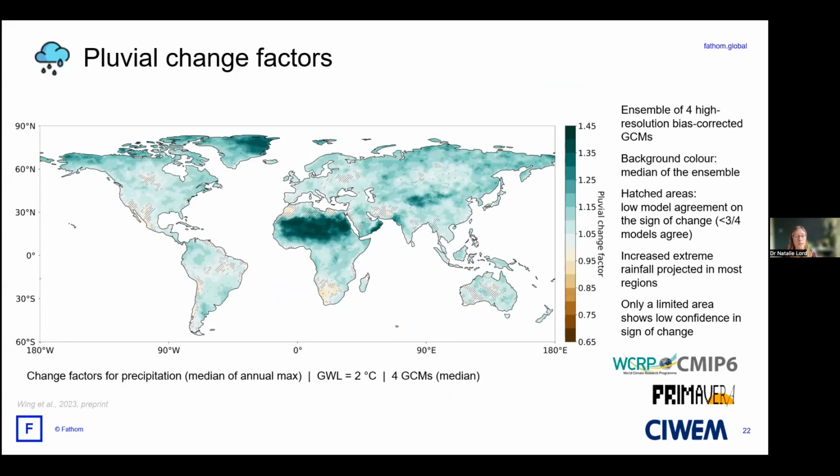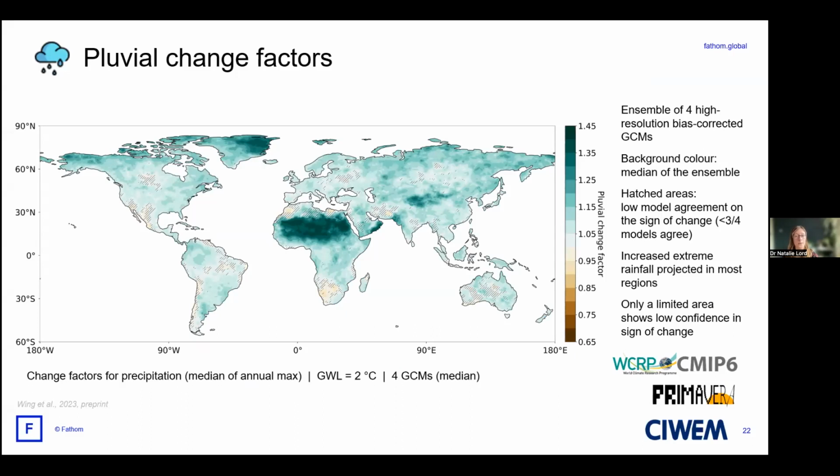So we'll now have a look at some examples of change factors that we use for different perils. So first we'll look at the pluvial change factors. As Nans has mentioned, the Clausius-Clapeyron equation tells us that extreme precipitation is likely to increase as the climate warms in the future. But rather than assuming that extreme rainfall increases everywhere at the same rate, we instead use an ensemble of 4 bias-corrected global climate models from the CMIP6 HighResMIP project to try and capture some of the spatial differences in the changes in extreme rainfall that we might expect in the future.